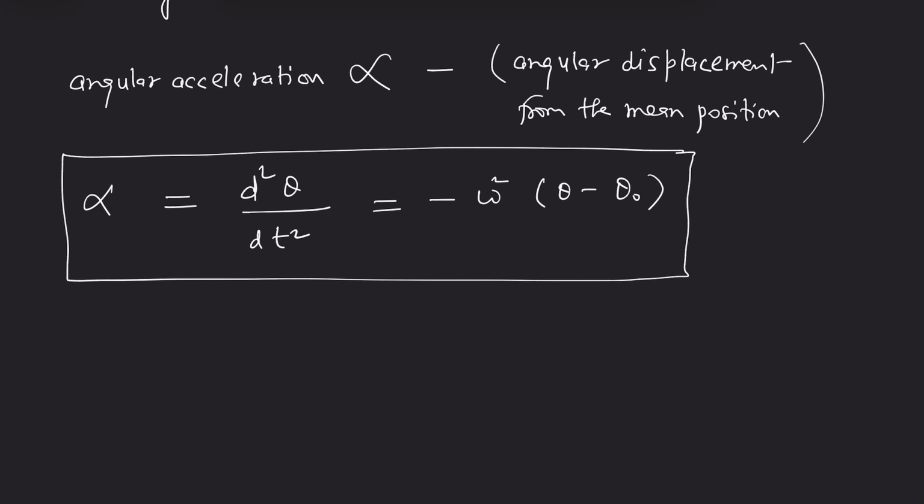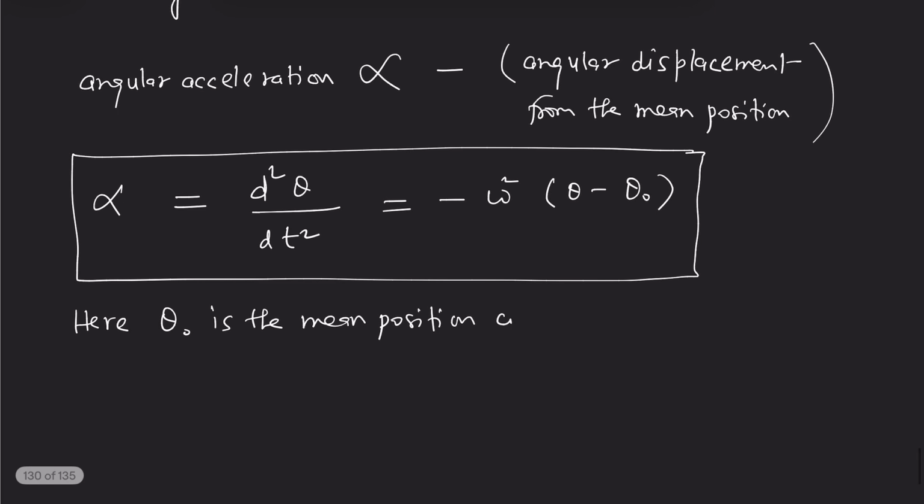Here theta naught is the mean position coordinate from origin, and of course omega is a constant.